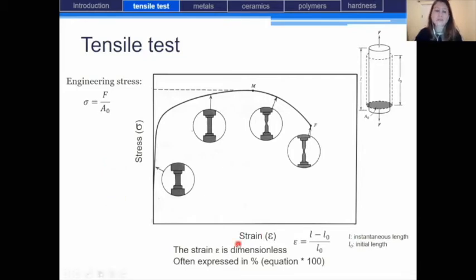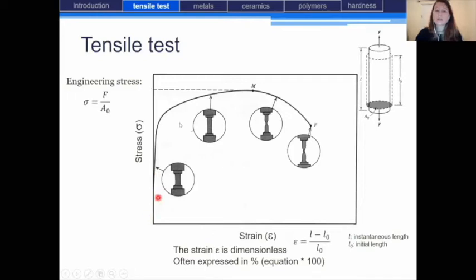Okay, and so the strain, how is it calculated? So the strain is the variation of the length of the specimen at any point divided by the initial length of the specimen. So as you can see, since it is a length divided by a length, the strain is dimensionless. So it is very important to remember this. And very often we will express it in percentage. So it is this equation multiplied by 100.